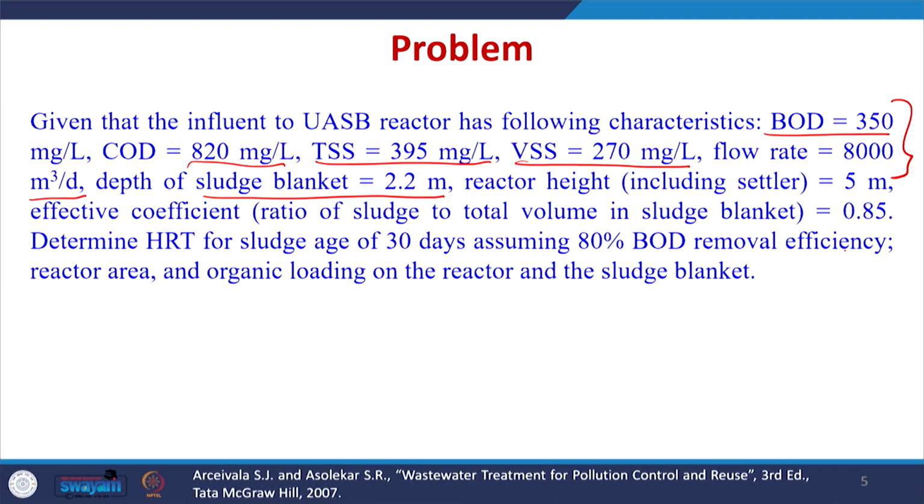Then we are assuming something with respect to the USB reactor also. So, we are assuming that the reactor height including the settler zone is 5 meter. The height of the sludge blanket we want to keep around 2.2 meter. Okay, that means roughly 0.4. So, this is the idea.